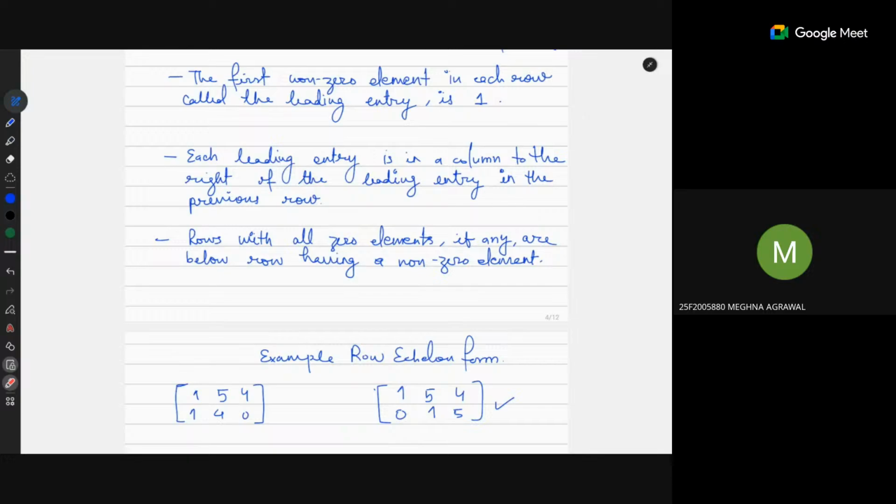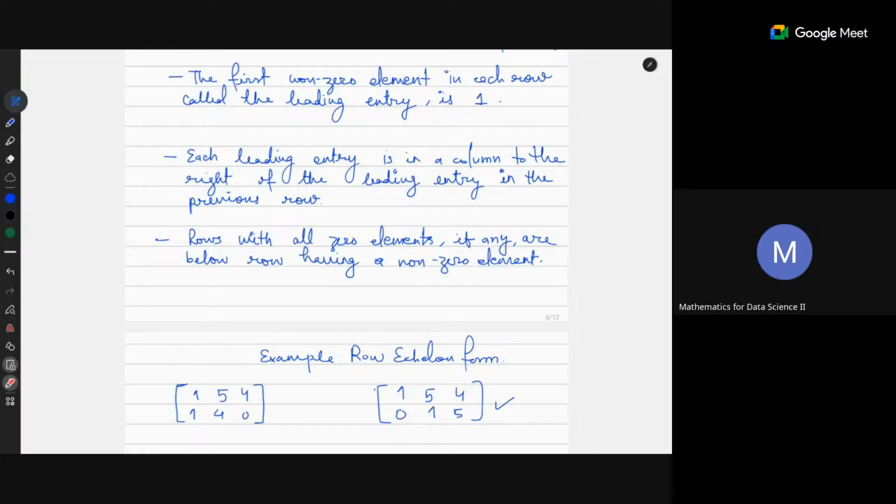But sir, it can be 0 0 0, the whole row can be 0. Yes, it can be 0, but then it will not satisfy the third condition. Look at the third condition: it says rows with all zero entries, if any, are below rows having non-zero entries. So if there is a zero row, that means a row having all zero entries, then it should be at the bottom of the matrix. It cannot be on top of any non-zero row. Yes, sir.